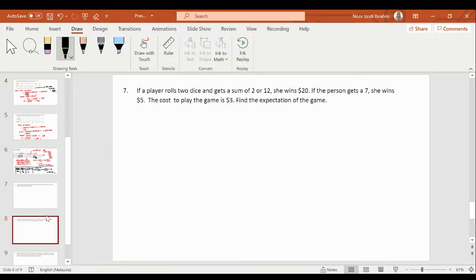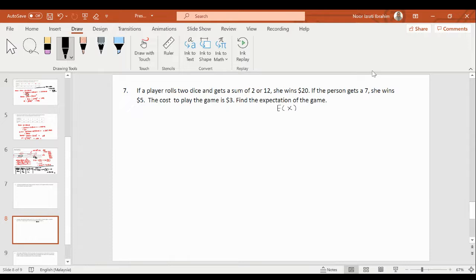From the tutorial, if a player rolls 2 dice and gets the sum of 2 or 12, he will win $20. If the person gets a 7, he will win $5. The cost to play the game is $3. Find the expectation of the game, to find E of X.